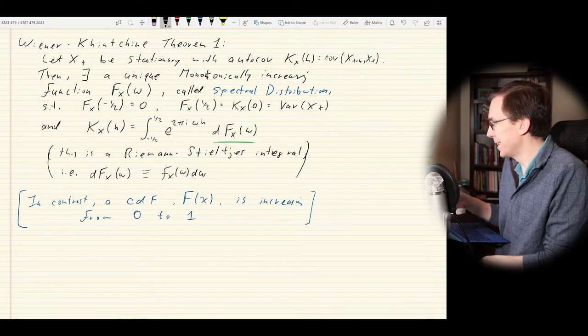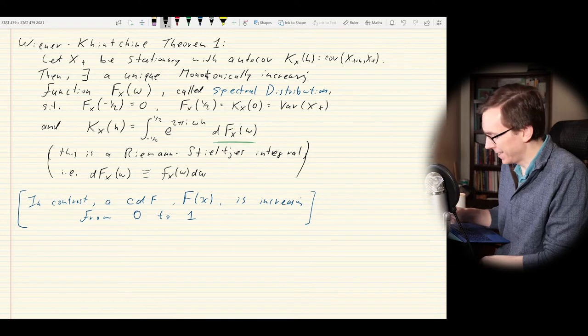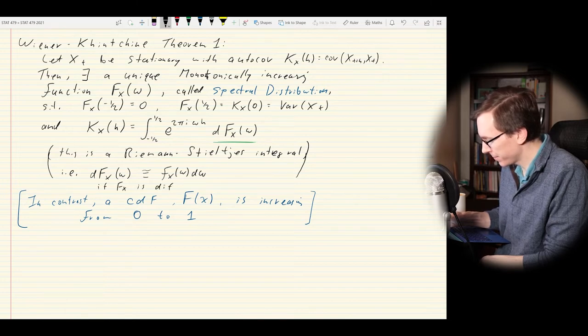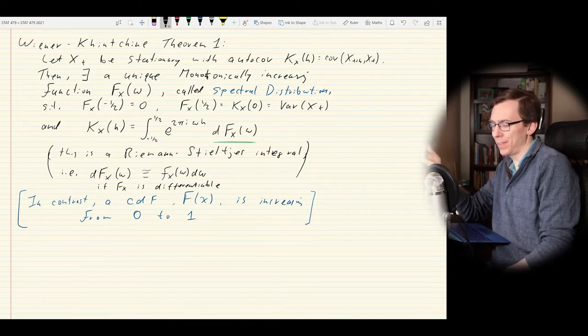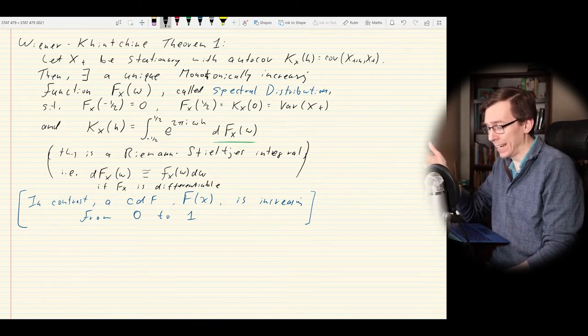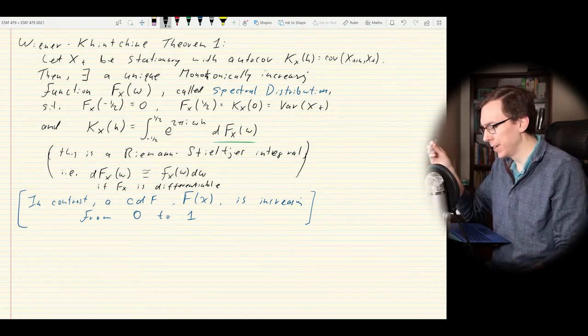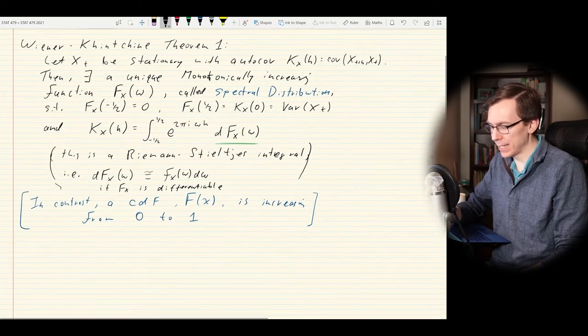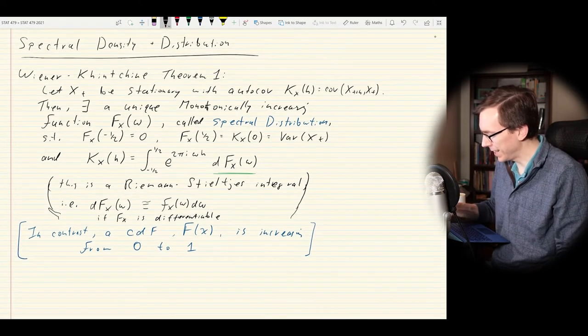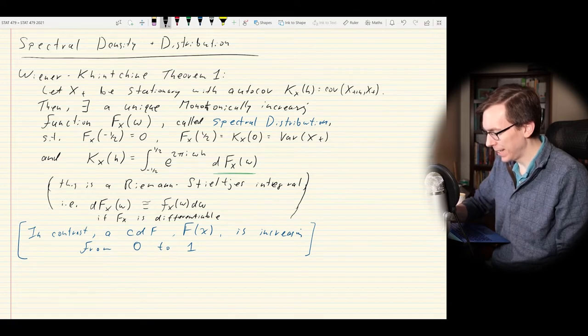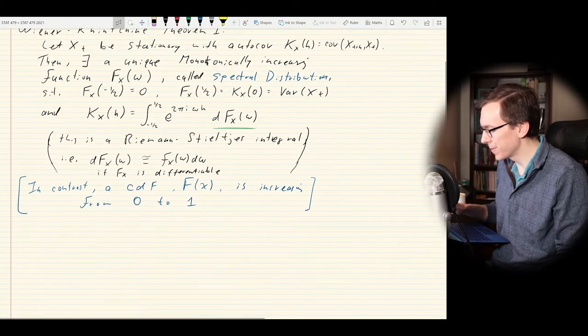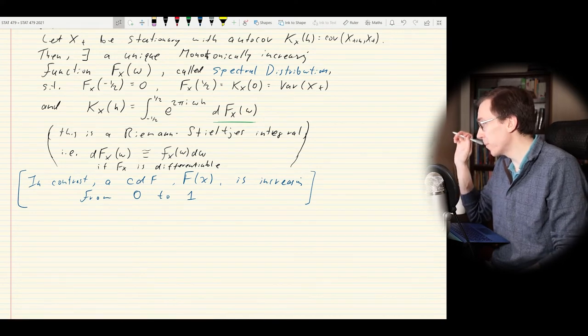But this is if F_X is differentiable, right? So if I can take the derivative and it exists, then there's a little f, and I can write the integral in terms of an integral we're more familiar with, just the Riemann integral, rather than the Riemann-Stieltjes integral. But even if I can't do that, I can still write down the Riemann-Stieltjes integral in terms of the distribution function.